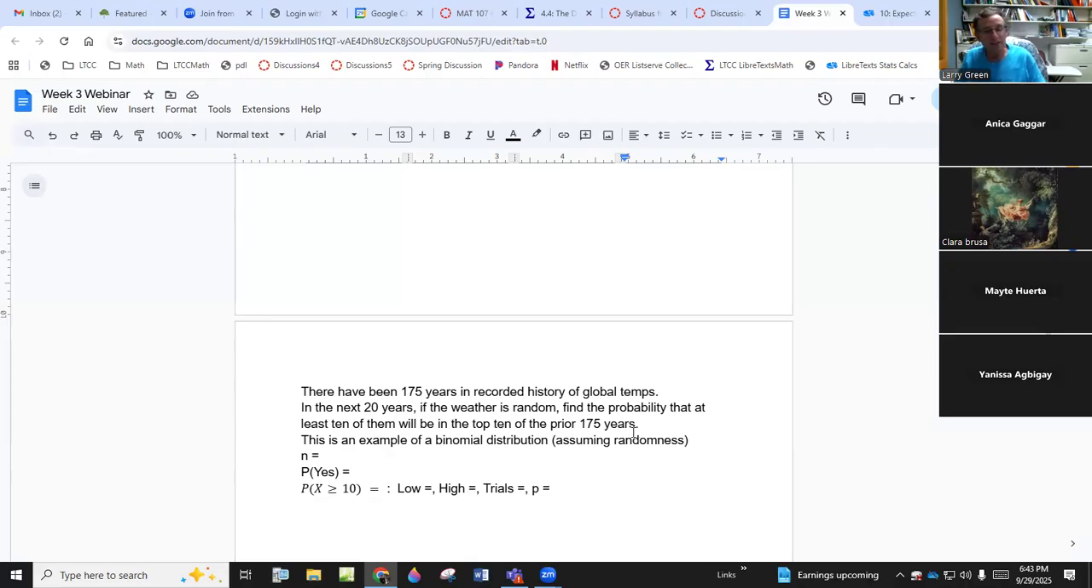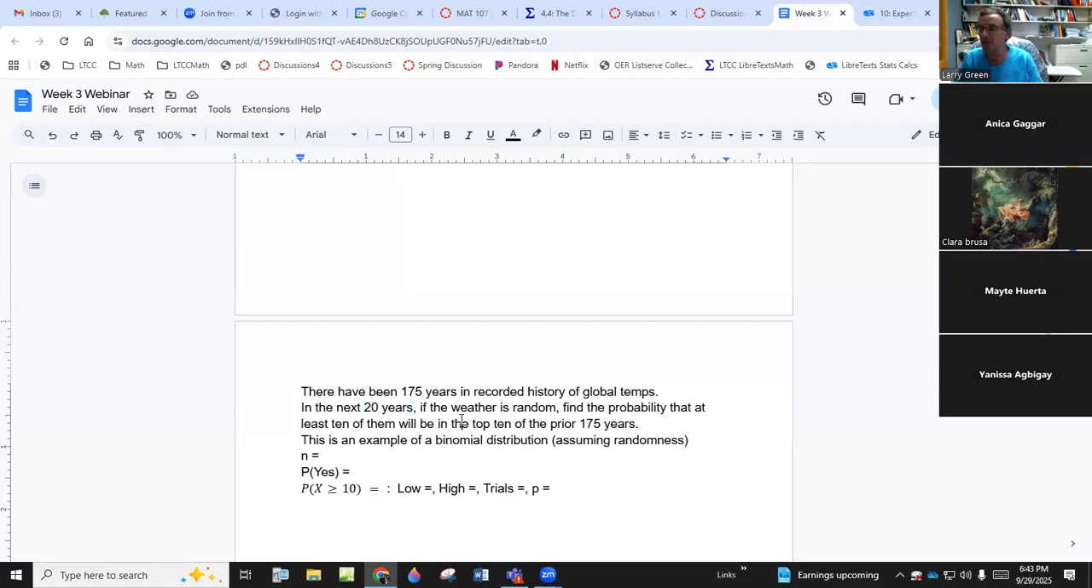So this is an example of a binomial distribution because, for example, at the end of 2025, you're going to say, hey, was it in the top 10 of the last 175 years for highest temperature? And the answer is yes, or the answer is no. It either was in the top 10 or wasn't in the top 10. Does that make sense? That makes it a binomial distribution. And we're looking at a 20-year period, so there are 20 different years you're looking at.